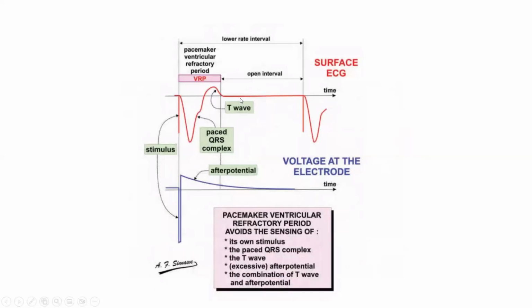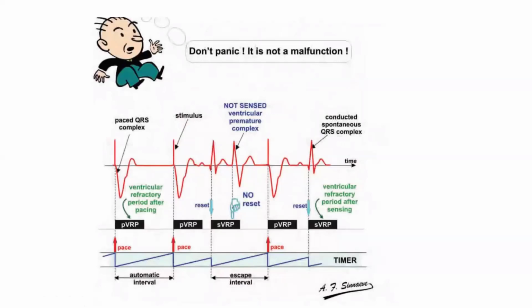As we said, why do we use this refractory period? To avoid sensing something that's not supposed to be sensed, like its own stimulus, the paced QRS complex itself because it's a wide QRS complex, the T wave, or what we call excessive after-potential happening due to the pacemaker spike, or the combination of the T wave and after-potential. All these things can be felt by the pacemaker, and the pacemaker misinterprets them as a QRS complex, and this will cause inhibition, and this may hurt the patient. So in the first part after the spike, the pacemaker is not capable of sensing, and we call this the refractory period. Then it's ready to see if there is any native QRS complex. So this is what we described.